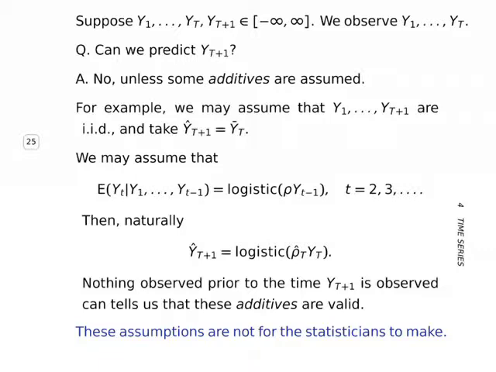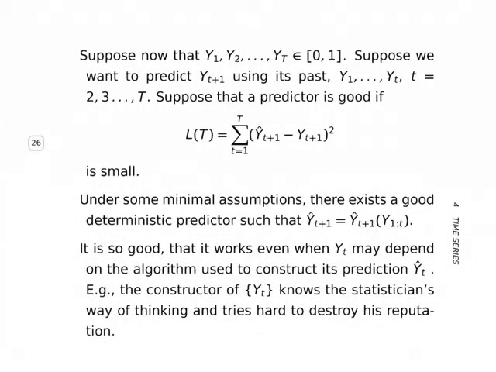Okay, now let's look at another problem, completely different. Suppose now that we have y1 to yt, say in the interval 0, 1, and we want to predict yt plus 1 using its path, y1 to yt, and suppose that the predictor is good if the square distance between the prediction and the true value is small. Then under some minimal conditions this problem is easily solvable.